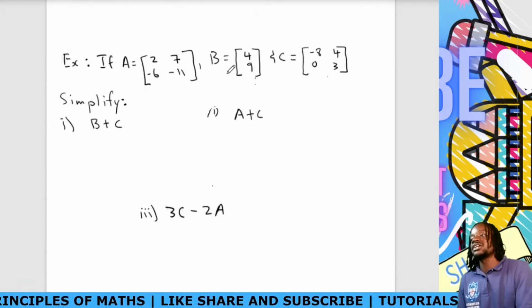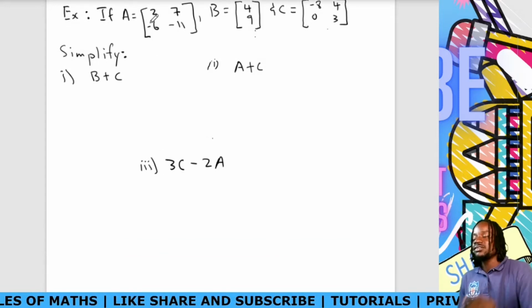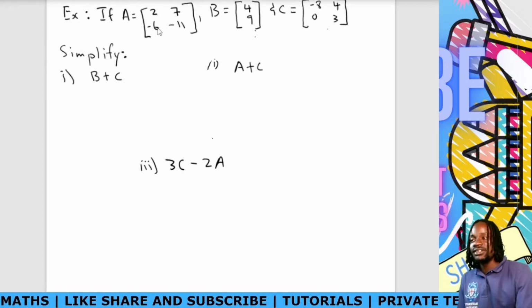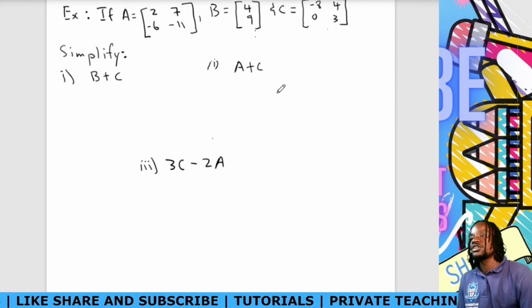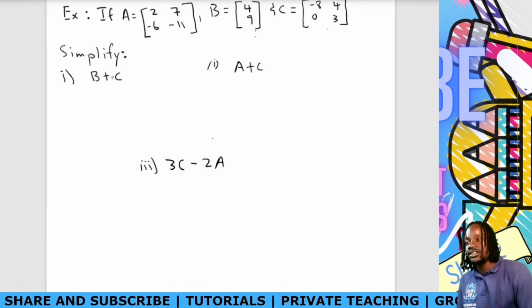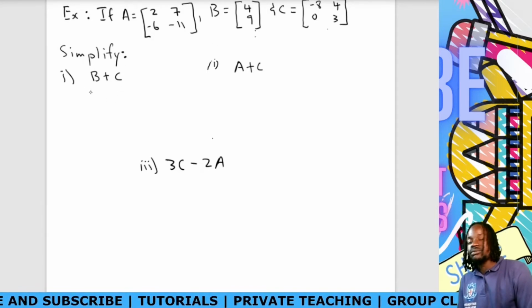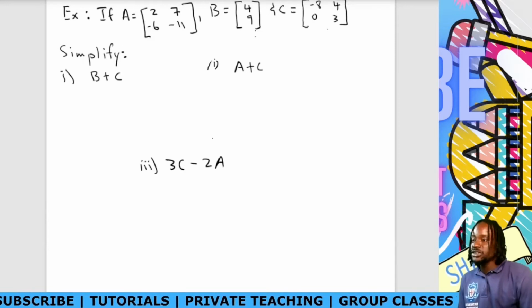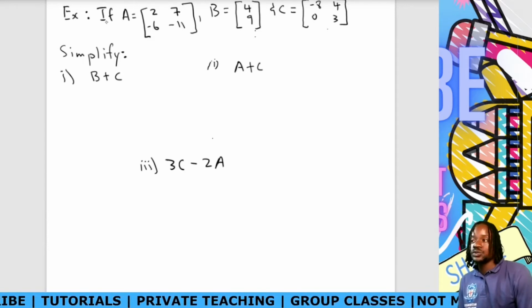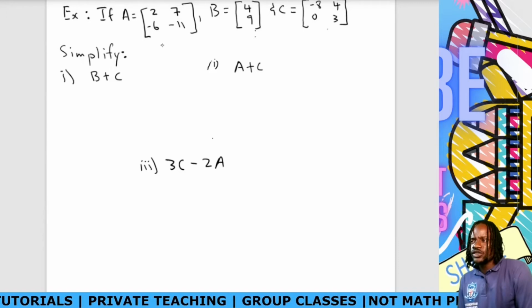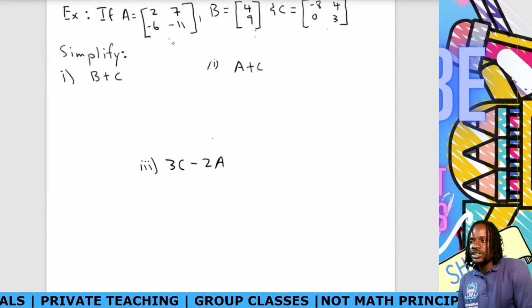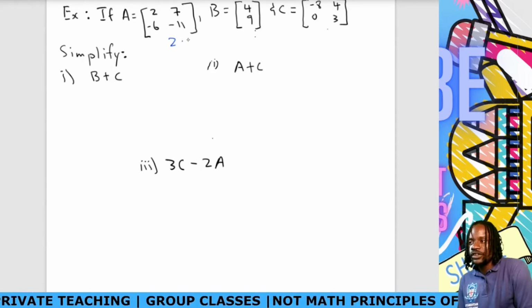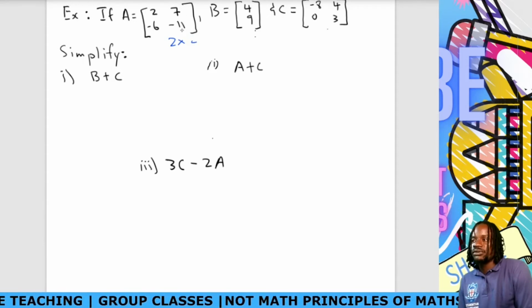Let's look at this right here. A is 2, 7, negative 6, negative 11, and always focus on your rows first. B is 4, 9. C is negative 8, 4, 3. Simplify B plus C, A plus C, and 3C minus 2A. So how would we do these? The first piece of information we need to know is the orders of the different matrices that we're working with here.